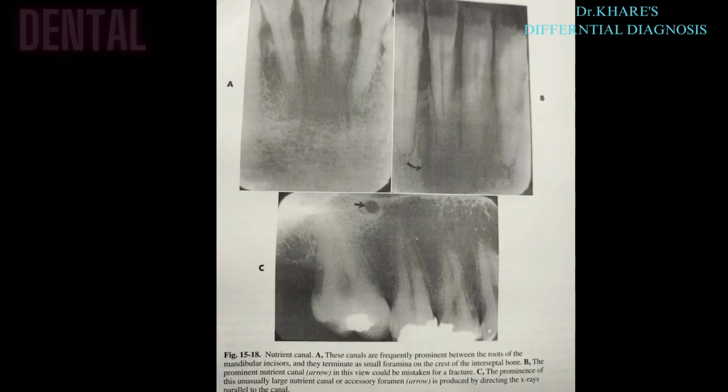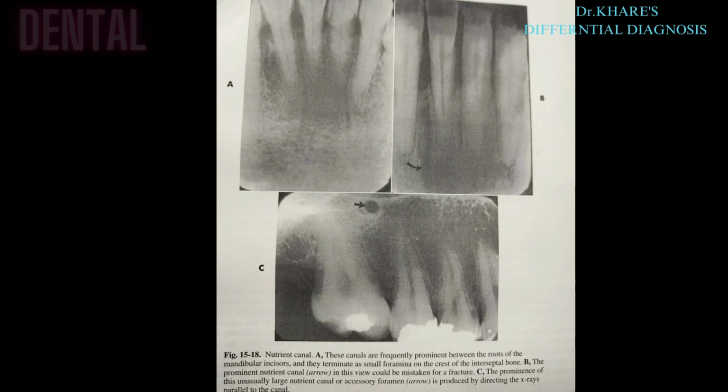These are the IOPAs showing nutrient canals. The radiograph A: these canals are frequently prominent between the roots of mandibular incisors, and they terminate as small foramina on the crest of interseptal bone.